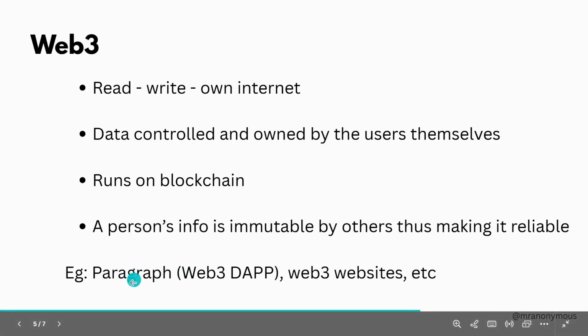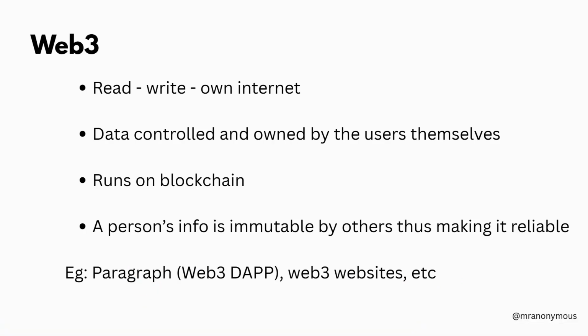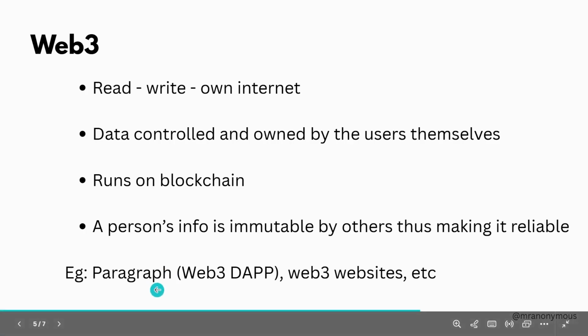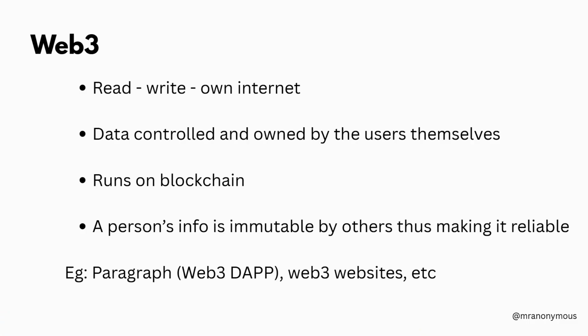Some of the examples are Paragraph. You can just type in Google Paragraph Web3. Then you will see a platform called Paragraph. Then there are so many Web3 websites. You can explore the Web3 websites from the Ethereum ecosystem. Just type in Ethereum ecosystem and click enter. Then you will see a website. Click it. There you will see lots of websites built on Ethereum.